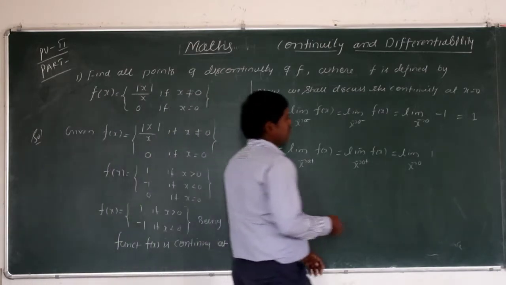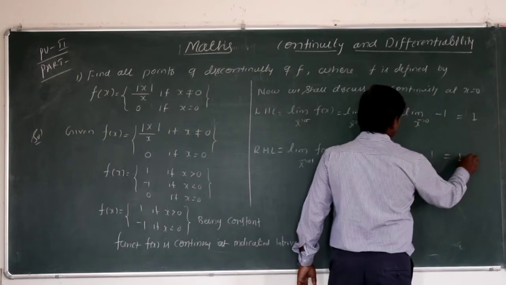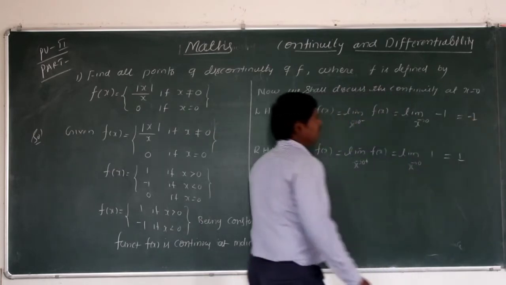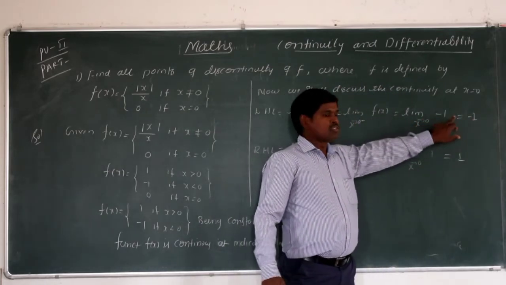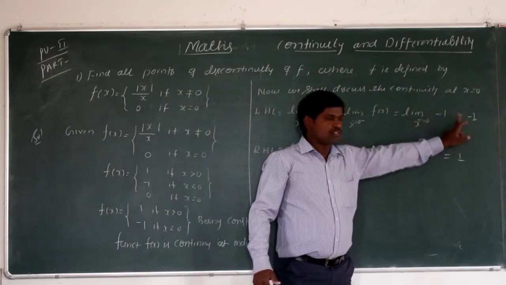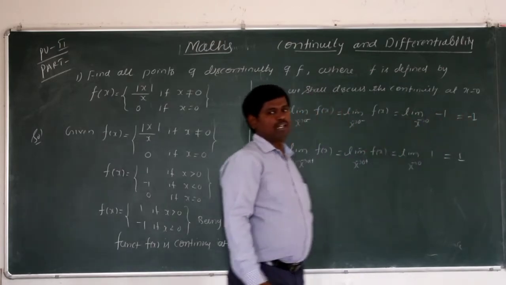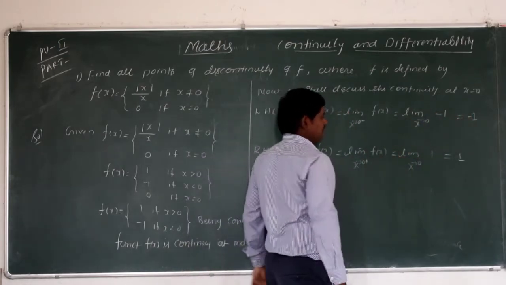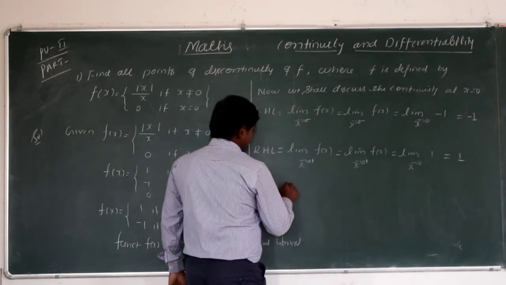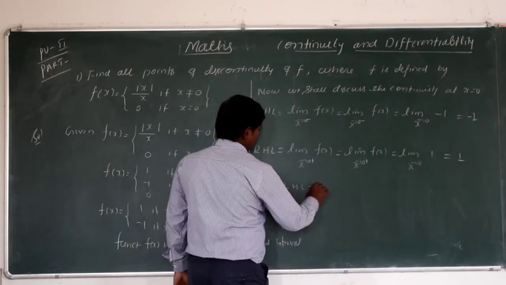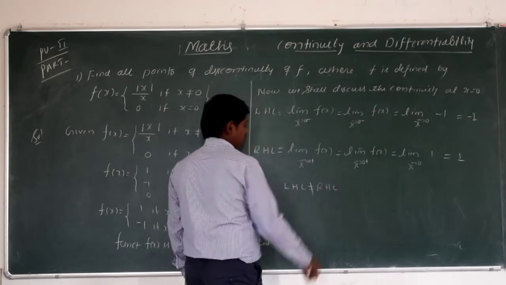So apply the limit. Then we get 1. Here it is minus 1, not 1. The limit of a constant function is the constant, so therefore minus 1, we get the same value. Here plus 1. Observe here, the left hand limit is not equal to the right hand limit.